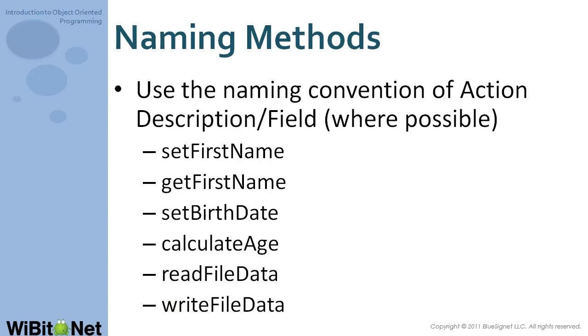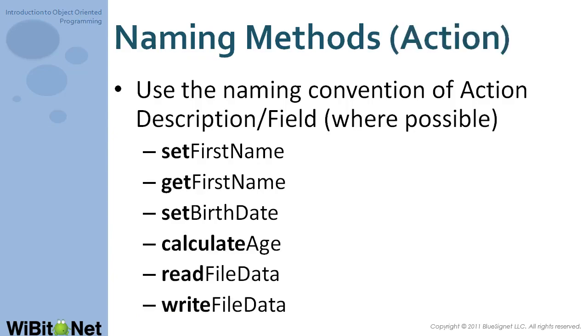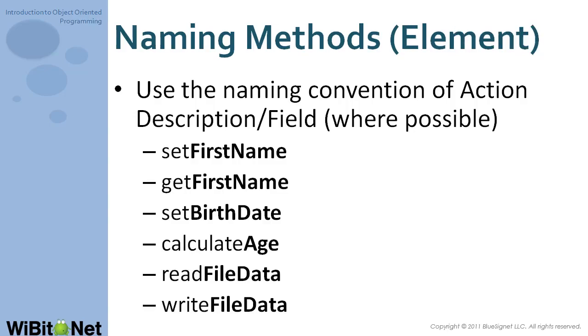Let's take a look at naming methods. When naming a method, we want to obviously use a consistent naming convention, but we want to show it in terms of an action description and then the field, when we can. So let's take a look at some of these examples. We can split each of these into two halves. The first half is the action, like set, get, calculate, read, write. It's the action that we're performing. And then the second half will be the element that we're performing it on.